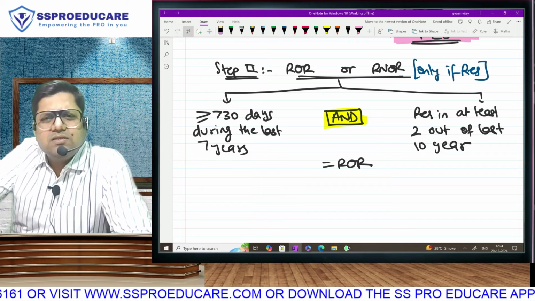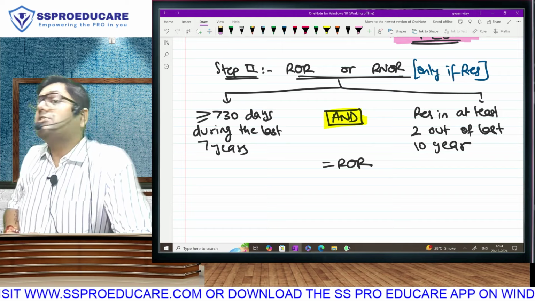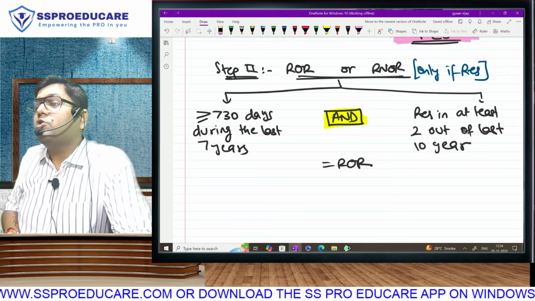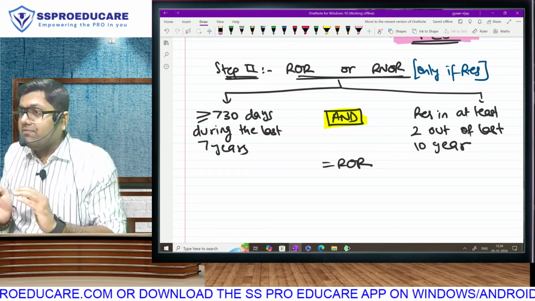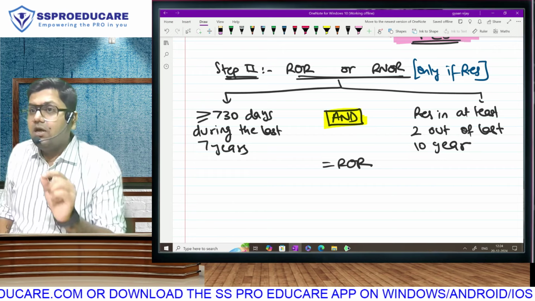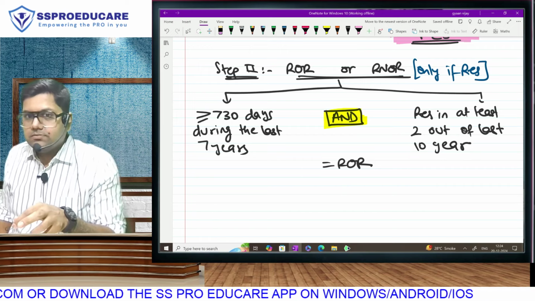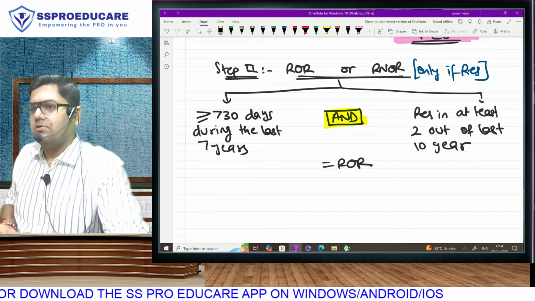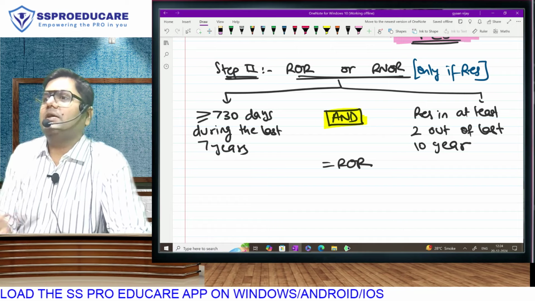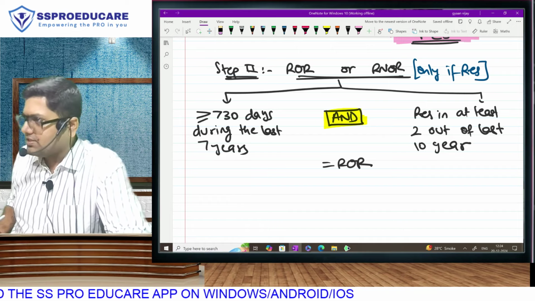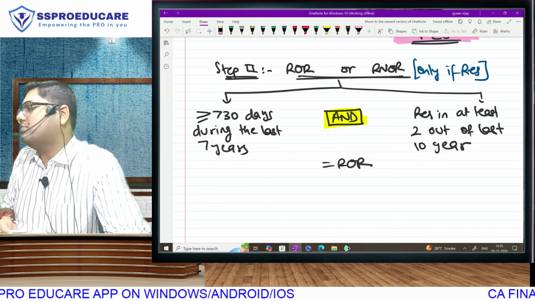Sir, I have heard these conditions somewhere. The same 2 conditions exist in step number 2 of individual also. So for individual also, ROR and RNOR, we checked 730 days in last 7 years and resident in 2 out of last 10 years and cumulative condition. Correct? Same 2 conditions here also. Obviously, only if resident. First, when will HUF become resident? Even if one decision is taken in India, HUF is resident. And after that, for ordinary, not ordinary, you will go and check 730 days and 2 out of last.